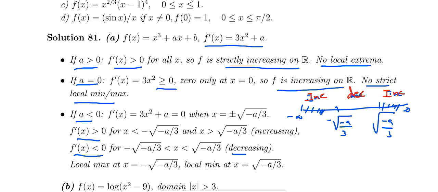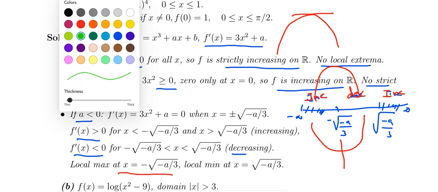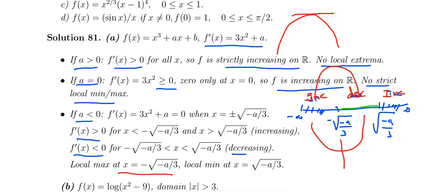Increasing to decreasing: at the corresponding point the function attains a local maximum, because it goes from increasing to decreasing. Then decreasing to increasing: that is where the local minimum is attained. So local minimum at the point root of minus a by 3. This is some real number. Don't think that there is a minus inside the root; a is taken as negative, so it is the root of a positive number.